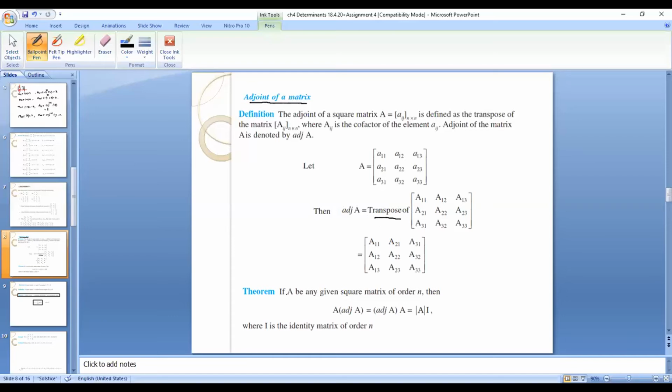Now, next very important theorem. If A be any given square matrix of order n, then if we multiply matrix A with adjoint A, or we multiply adjoint A with matrix A, we will be getting A determinant into identity matrix, right? That means A into adjoint A is determinant A times identity, or adjoint A into A is determinant A times identity.